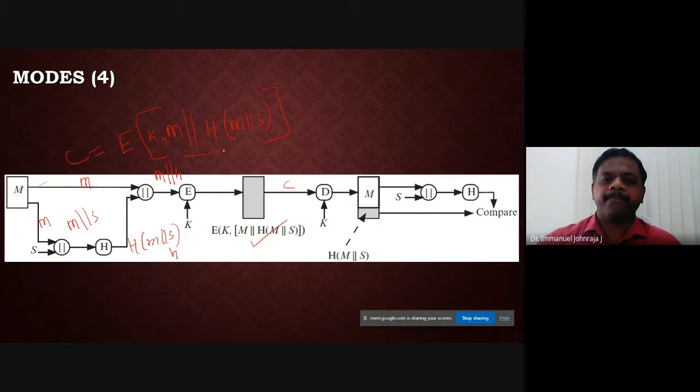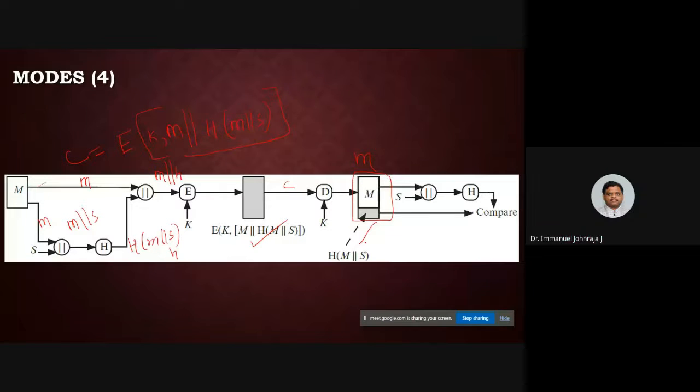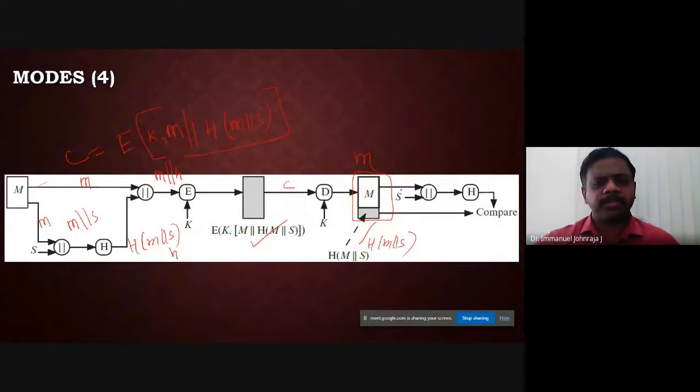That is what is happening here. So M is here, and this is hash of M appended with S. All right. Similar to the previous one, you got the message and the S appended. Then you calculate the hash value because S is already known to the receiver. He calculates the hash value. You want this to be compared.